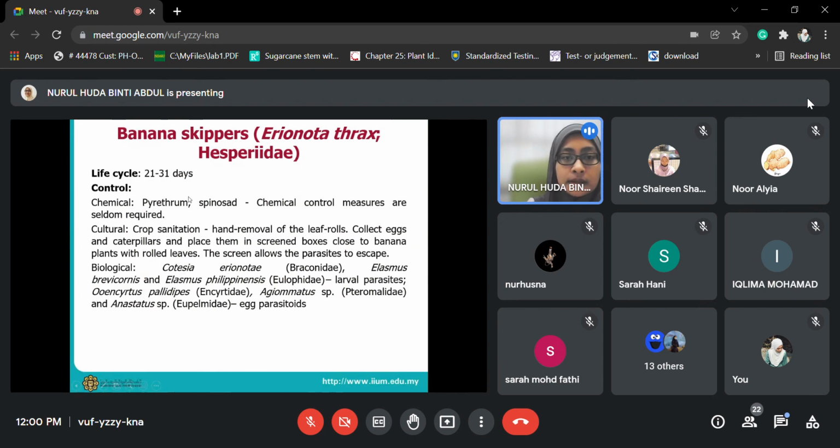Okay, this is the chemical: Pyrethrum, spinosad. Okay, cultural, we have crop sanitation, and then biological, Cotesia, and other things. You have to remember certain things, okay? Example of the certain biological control method and so on.